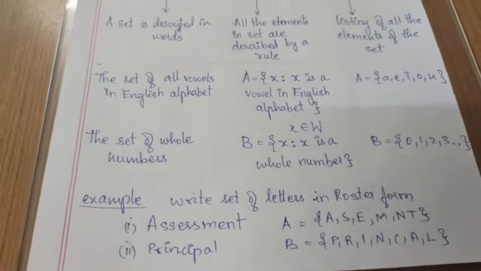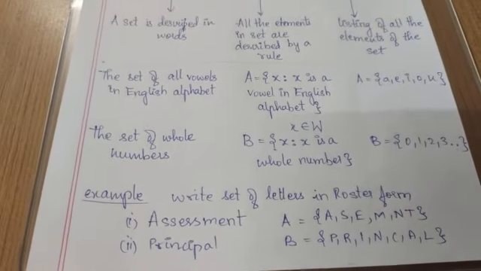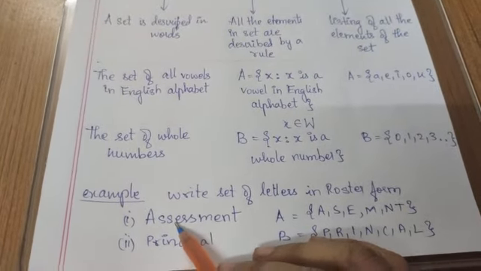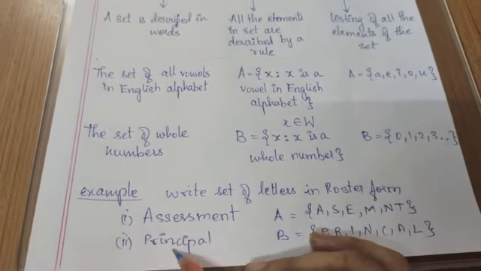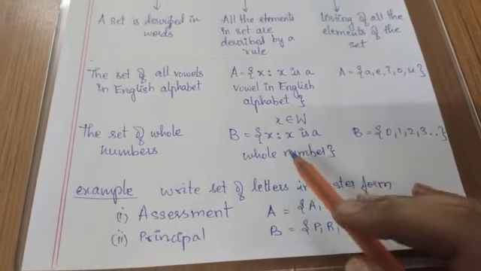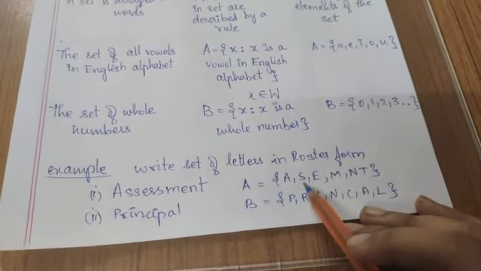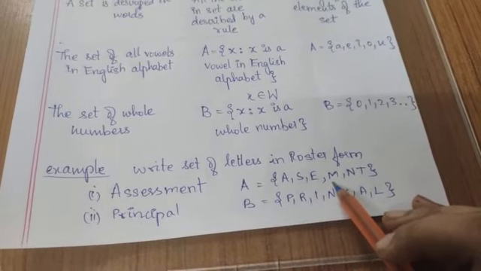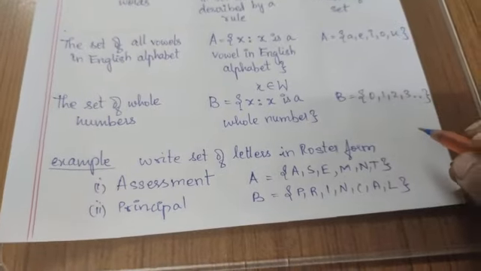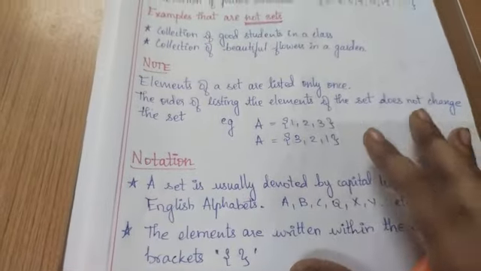So, ஒரு example textbookல கொடுத்திருந்த example வந்து write the set of letters in roster form. So, assessment அப்படின்னு ஒரு word கொடுத்திருக்காங்க, principal அப்படின்னு ஒரு word கொடுத்திருக்காங்க. We have to write them in roster form. So, what we have done? A equal to A, S, E, M, N, T. Okay. So, என்ன two important points பார்த்தோம் in previous page.